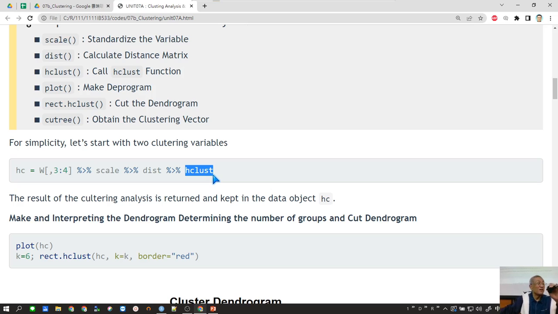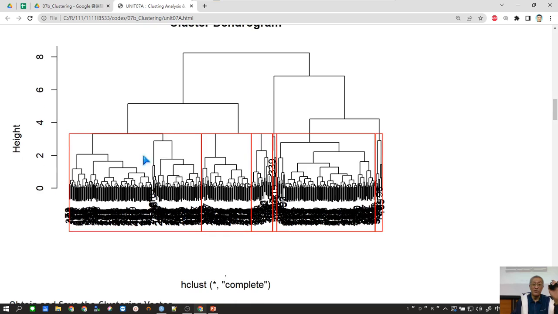Okay, let me speak louder. The last thing is, after you have this distance matrix, you pipe it into the hierarchical clustering algorithm, and the result will be an object called hierarchical clustering. The outcome of this line of code is actually a data object, and when you plot the object, you will see a dendrogram like this.